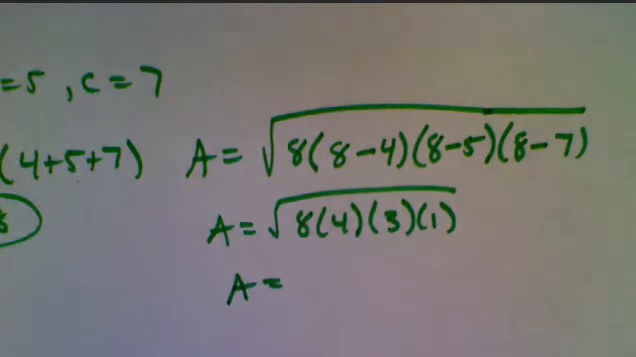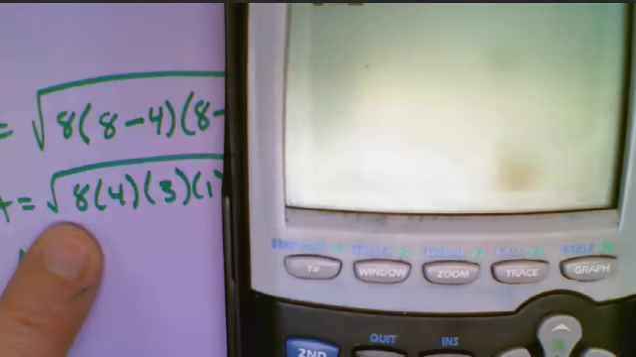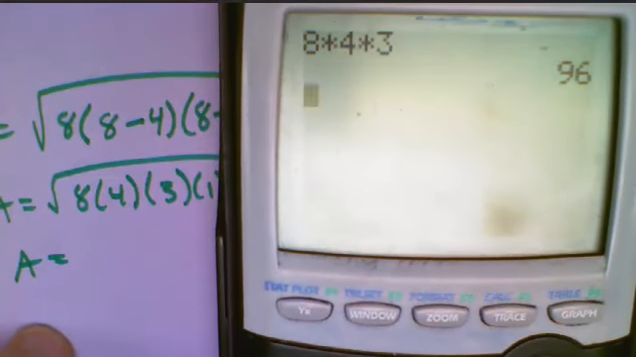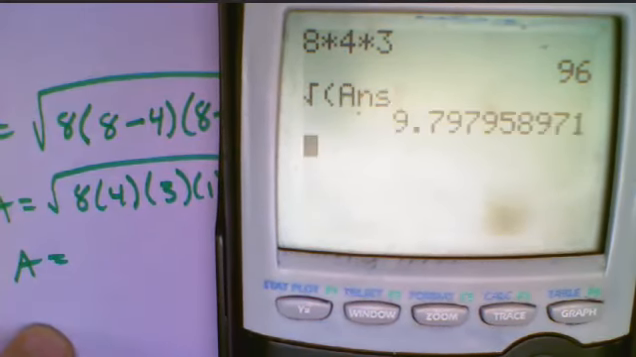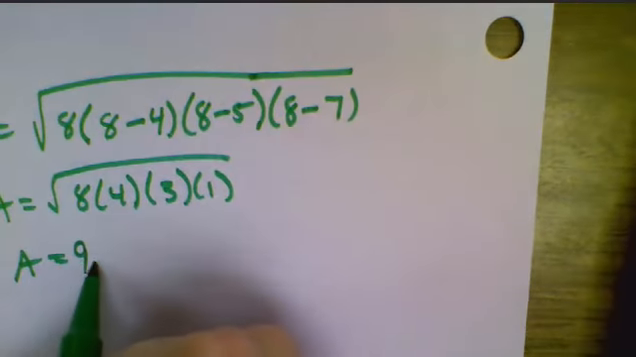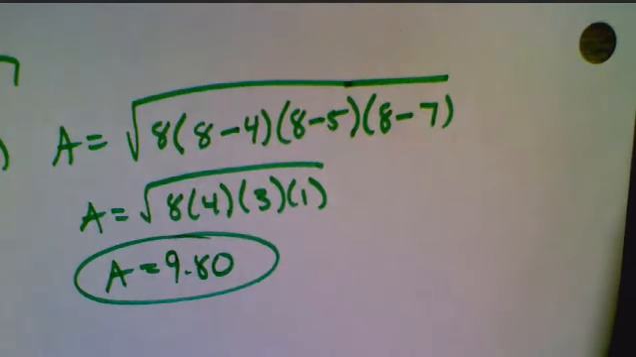This one, you could probably simplify a radical, but it's okay just to say, I would just take 8 times 4 times 3 times 1. I get 96. So really I have the square root of 96, so then I would take the square root of my answer. And I get 9.797, so if I rounded that, that would be 9.80 if I went to the nearest hundredth. And again, that is in square units.